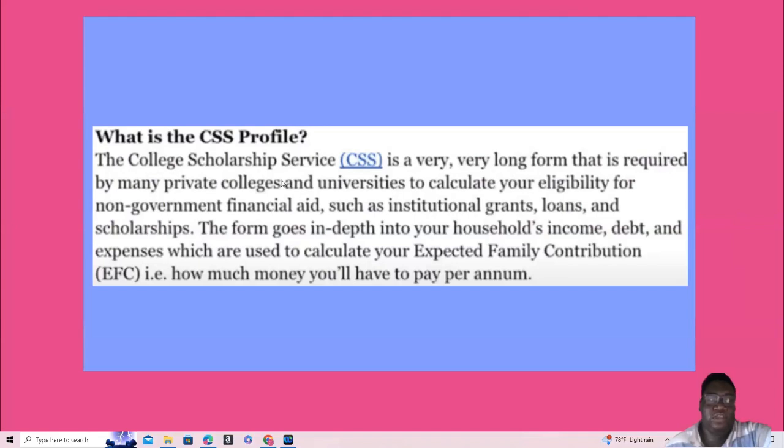Now, what is the CSS profile? In short, the CSS profile is a long form that many colleges, especially private ones, use to calculate your eligibility for non-government financial aid. These can include institutional grants, loans, and scholarships. This form uses your household's income, debt, and expenses to calculate your expected family contribution, or EFC for short. This is the money that you have to pay per annum.